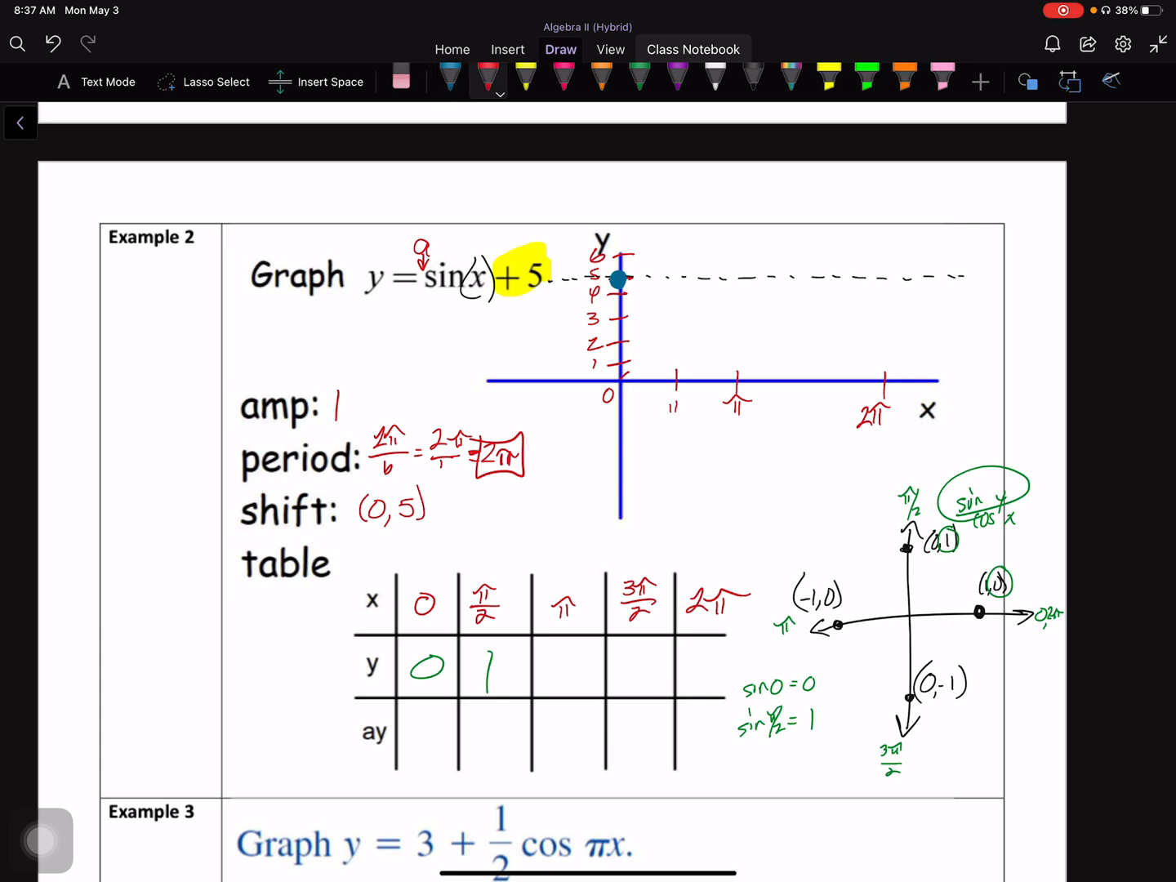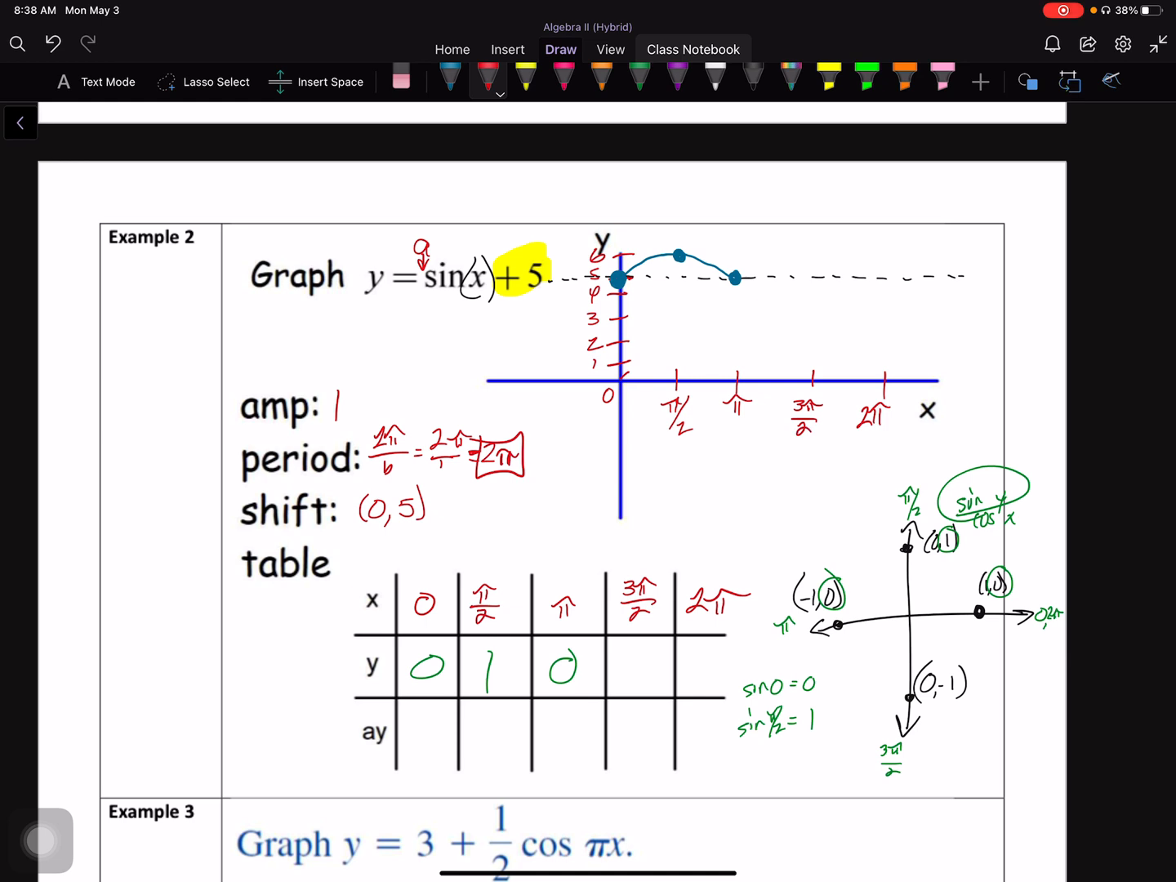I forgot to put my pi over 2 and 3 pi over 2 here. So at pi over 2, I'm going to go up 1. Let's change the color. So I'm going up. Okay, and then if you want to find sine of pi, take the y value, and it's 0 again. And like I said, you should kind of see a little pattern here every time we graph these, which is going to make your life a little easier. So now we come back down to 0.